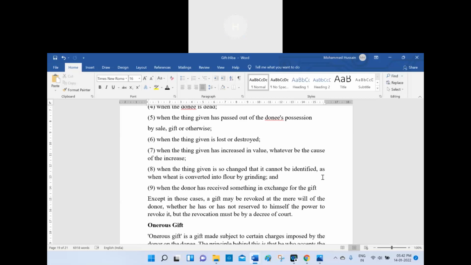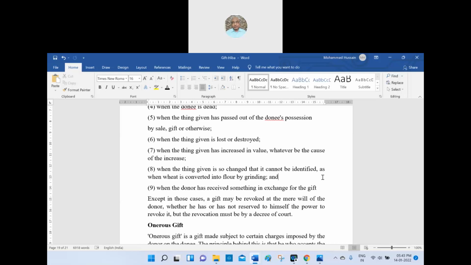Means the wheat is converted into flour. Can you identify the wheat after converting it to flour? No, sir. Because if the shape is changed, then we cannot get it back. So that is the eighth point. The thing given is so changed, from wheat to flour, that it cannot be identified, as when wheat is converted into flour by grinding.